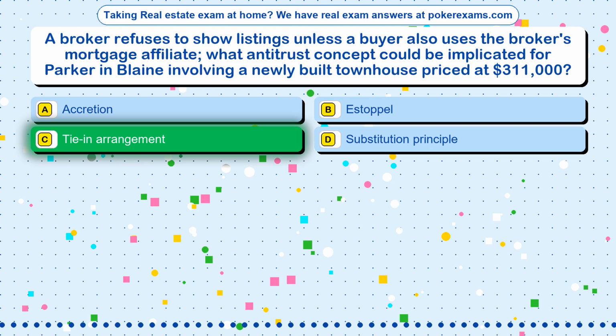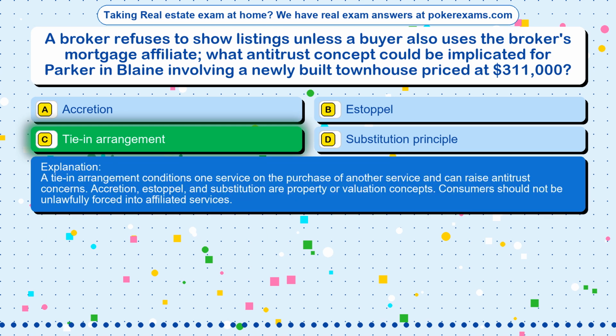The correct answer is option C. Tie-in arrangement. A tie-in arrangement conditions one service on the purchase of another service and can raise antitrust concerns. Accretion, estoppel, and substitution are property or valuation concepts. Consumers should not be unlawfully forced into affiliated services.